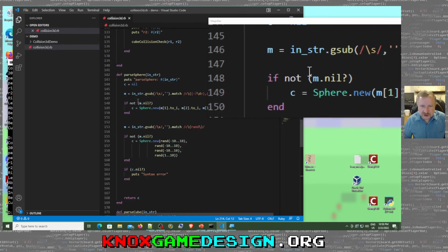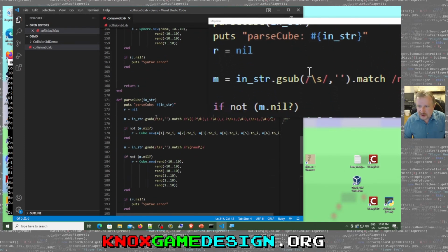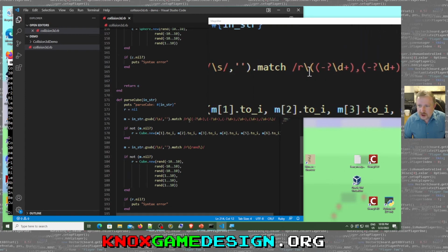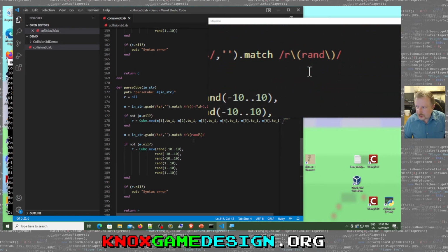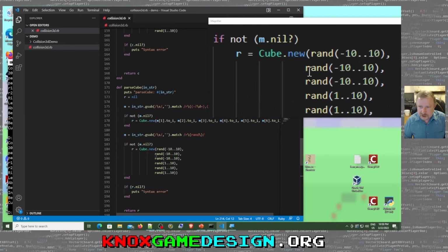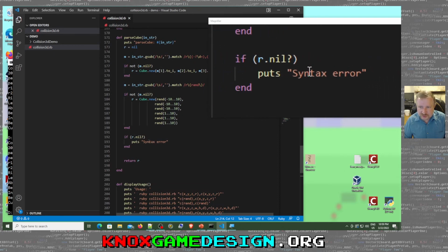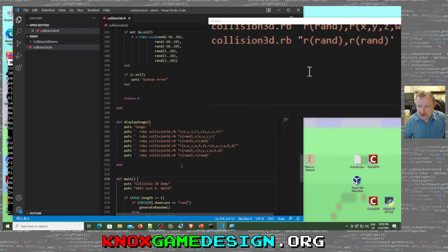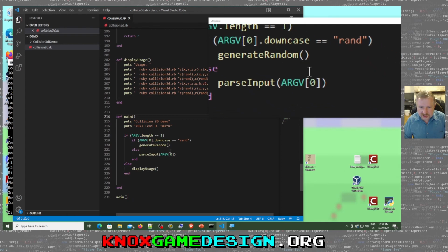So going back to the code, that's parse sphere. Then parse cube is the same, using a regular expression, reading out those X, Y, Z, width, height, and depth values, and also we have the optional rand right there. This is where we're generating the random cube. Otherwise, if it doesn't match a regular expression, then we print syntax error. Then display usage just displays how to use the thing. And yeah, that's where you started up right there.